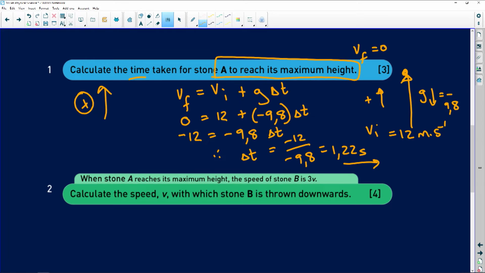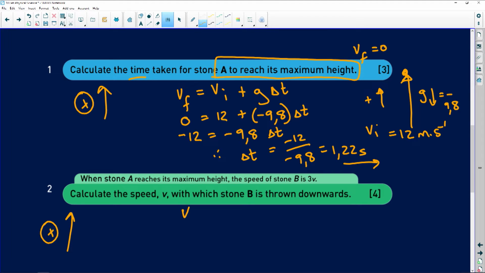The next question says, when stone A reaches its maximum height, the speed of stone B is 3v. Calculate the speed v with which stone B is thrown downwards. Obviously you can see that this is going to be your higher order question. Let us have a look at the information that was given to us. Looking in the upward direction we took as positive.